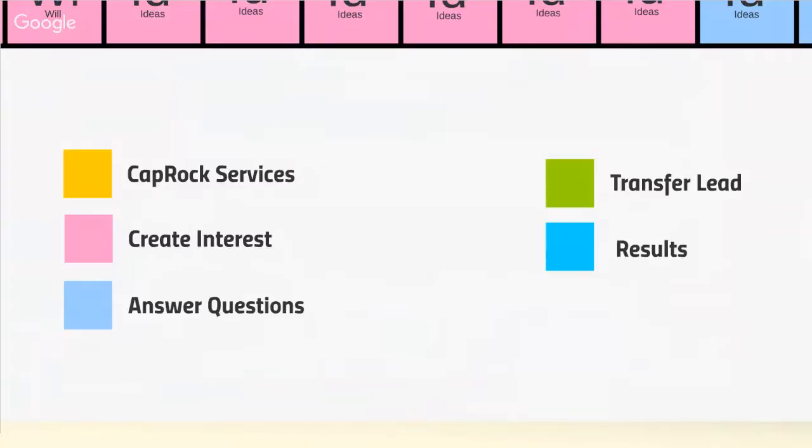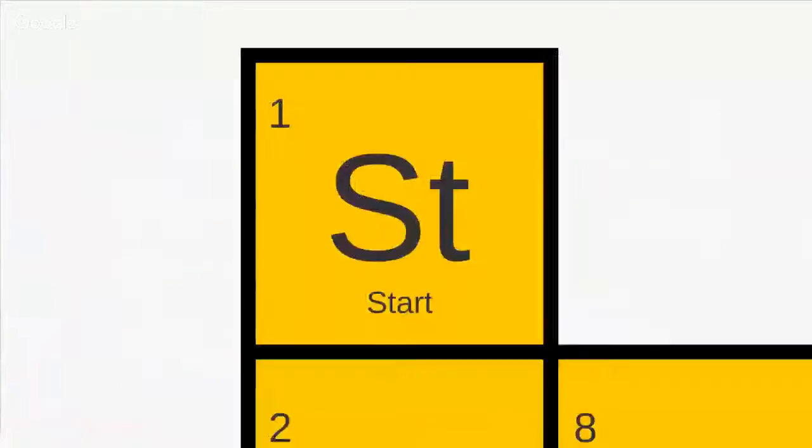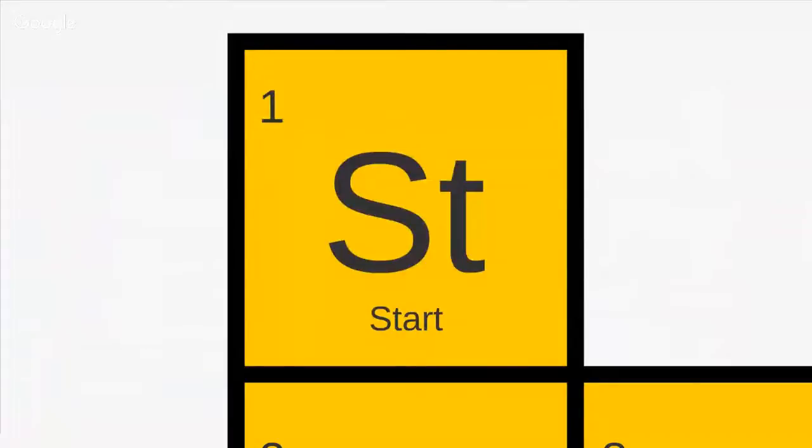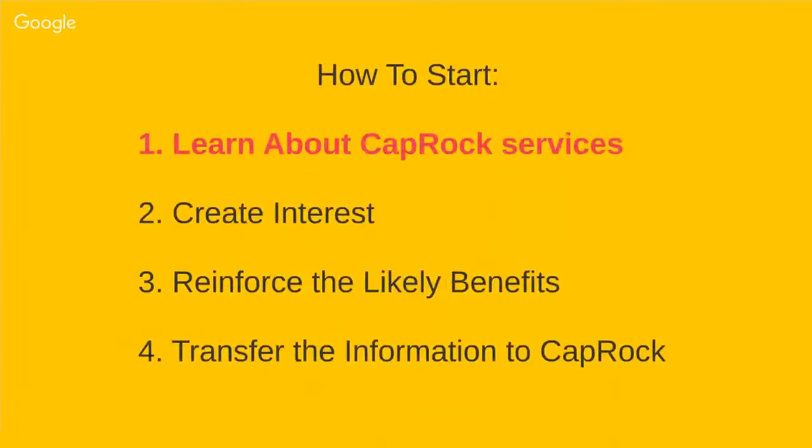We would love to have you have leads. And then, of course, the nuts and bolts of how you get that lead to us, and then how we get from the lead to the result that we want. So that's kind of an overview. With that in mind, let's start. Where do you start? You start at the beginning. So let's learn about Caprock services.